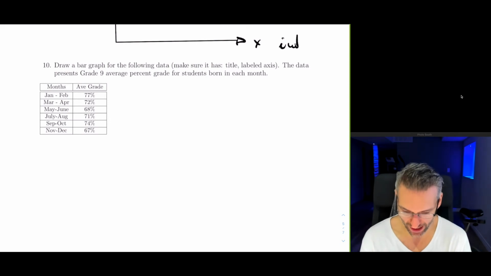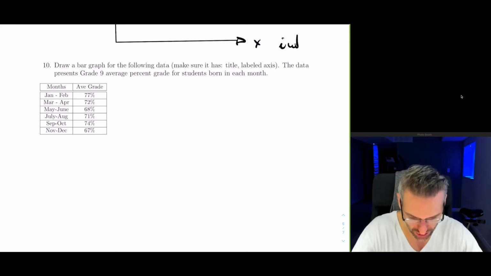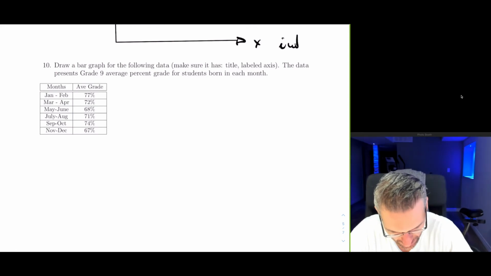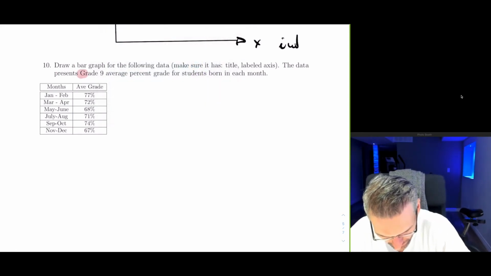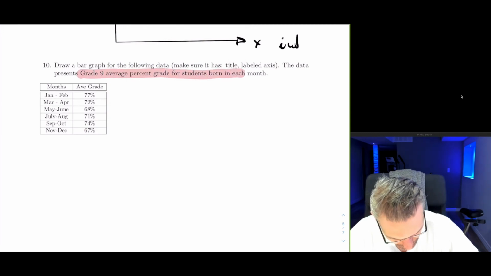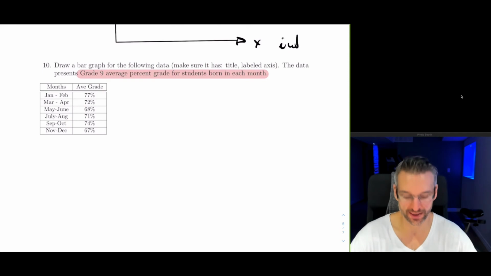Draw a bar graph for the following data. Make sure it has a title and labeled axes. So the data presents grade 9 average percent grade for students born in each month. So right off the bat, this would be my title. I'm going to say that's my title, and you could have written that in.